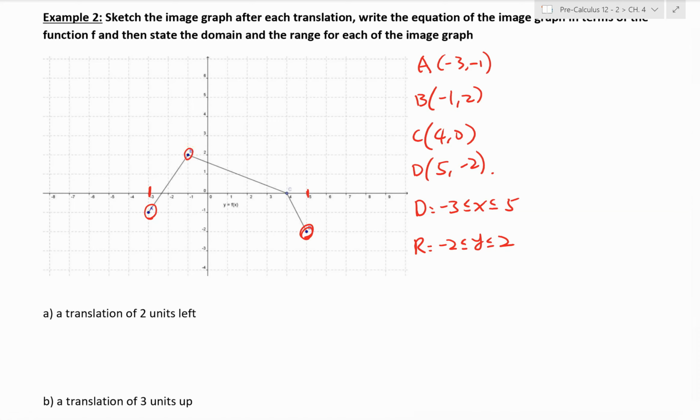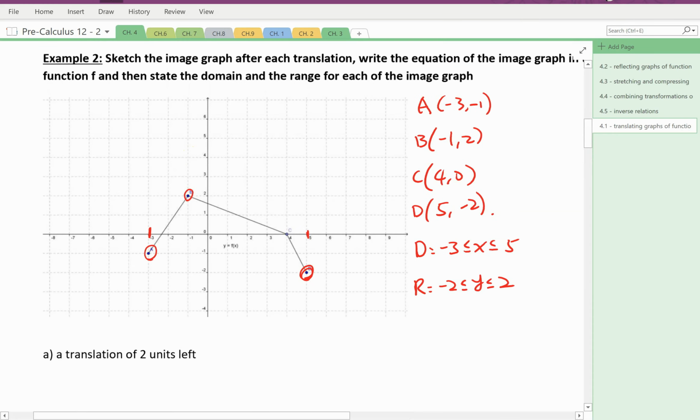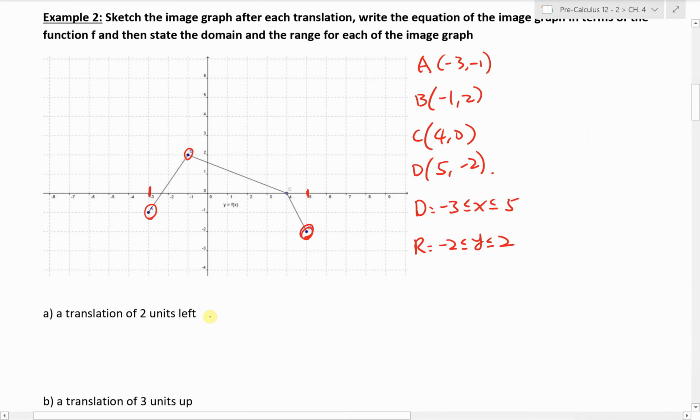Okay, now let's work on part A. I'm going to use blue for part A. We're going to move 2 units left, and I'm going to call this A prime. So I need my new coordinates of A, B, C and D. If I'm moving 2 units left, then I'm changing the x value, and because I'm moving left, what I need to do is take away 2 from x.